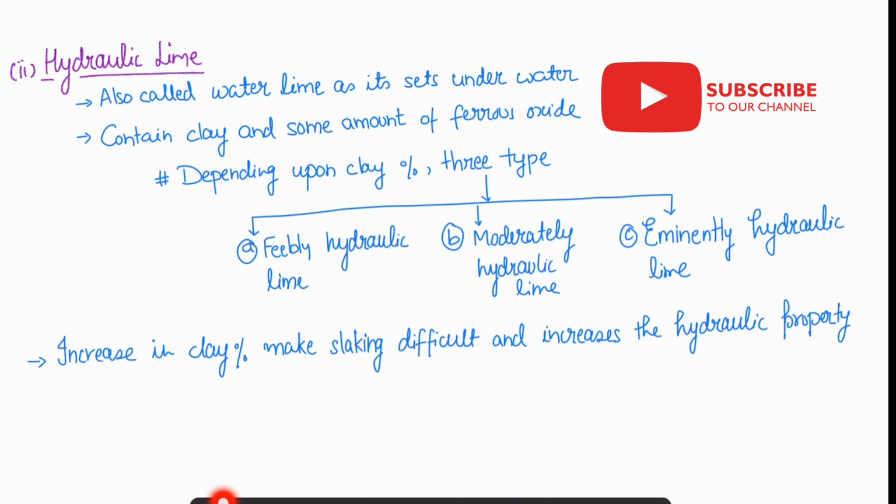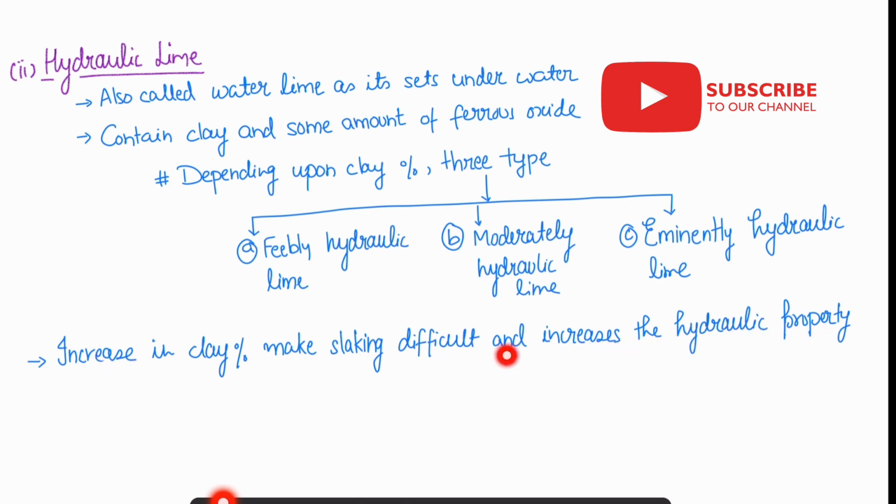We have feebly hydraulic lime, moderately hydraulic lime, and eminently hydraulic lime. As the name suggests, in feebly hydraulic lime the percentage of clay content will be very less, and thus it may exhibit the setting property under water, but it will be very less compared to its counterparts, that is moderately hydraulic lime and the eminently hydraulic lime. Now listen to this statement.